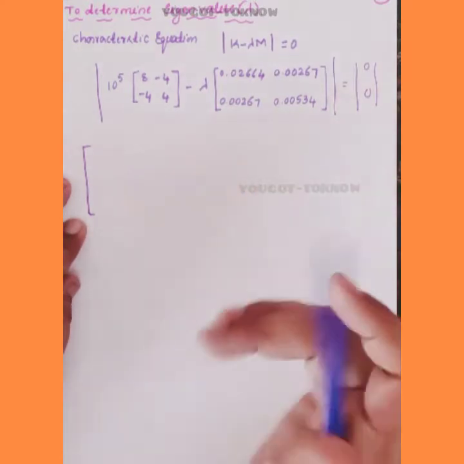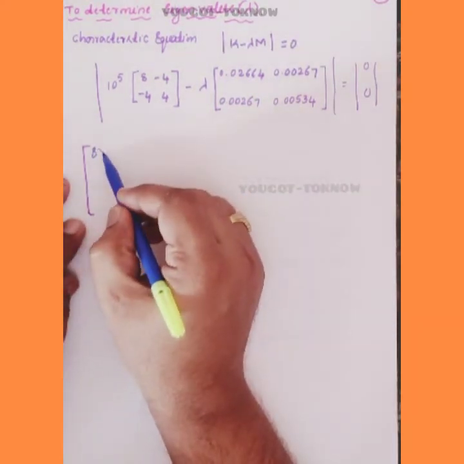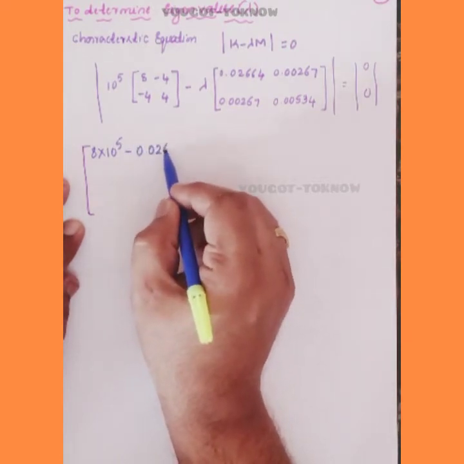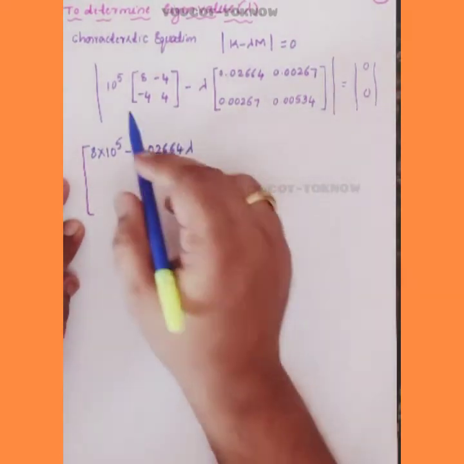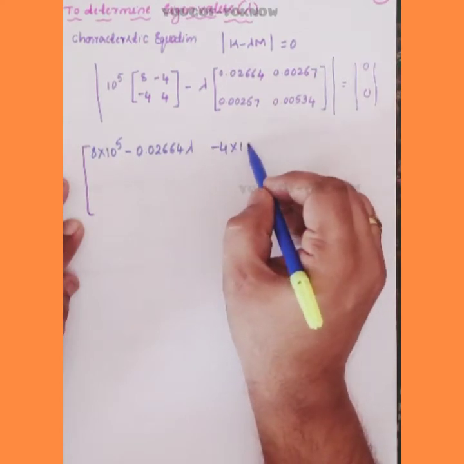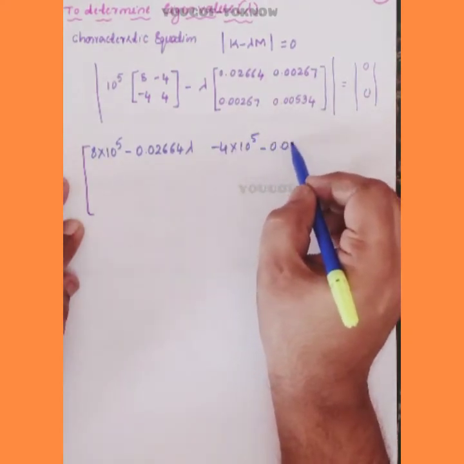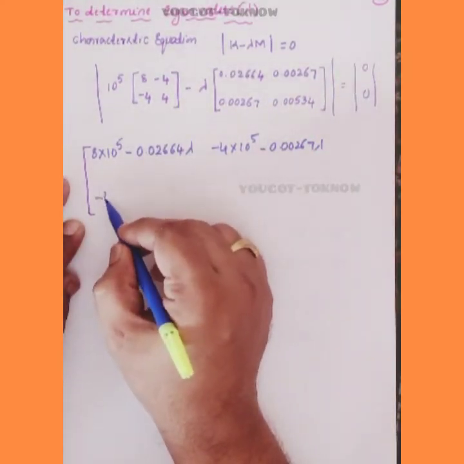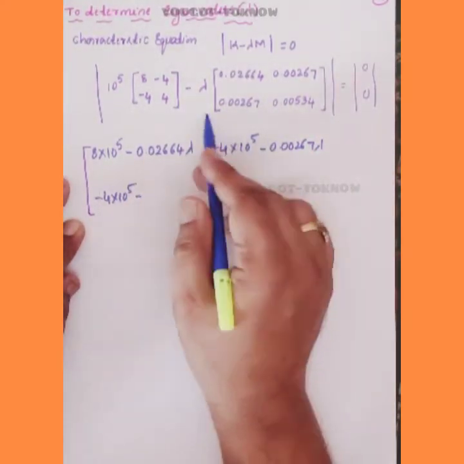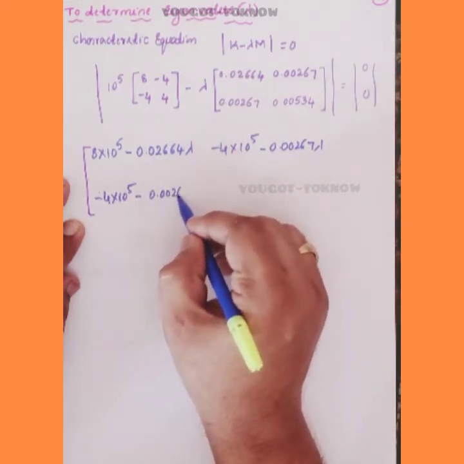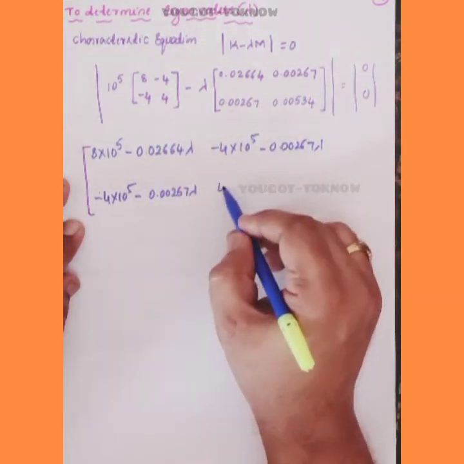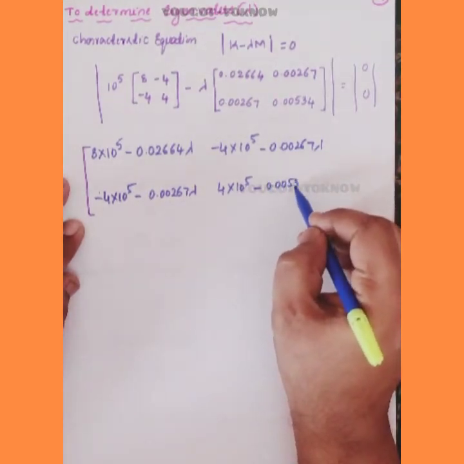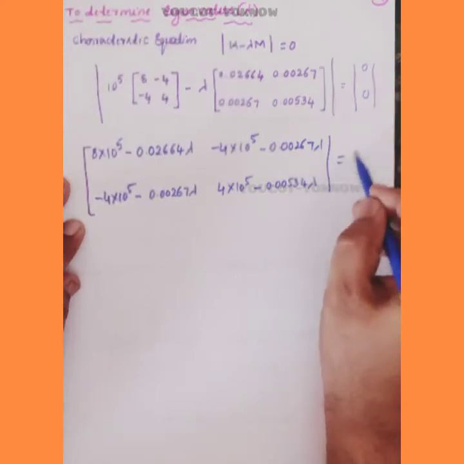Okay, how to determine that? First, substitute your 8 into 10 power 5. This is 8 into 10 power 5 minus 0.02664 lambda. That is the first value. Minus 4 into 10 power 5 minus 0.00267 lambda. Next, similarly, minus 4 into 10 power 5 minus 0.00267 lambda. Then 4 into 10 power 5 minus 0.00534 lambda is equal to 0.